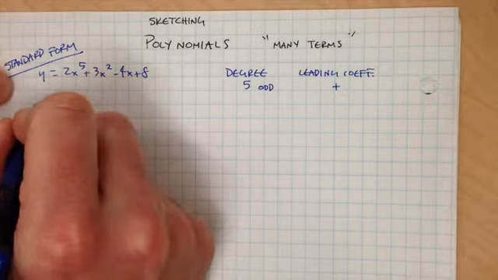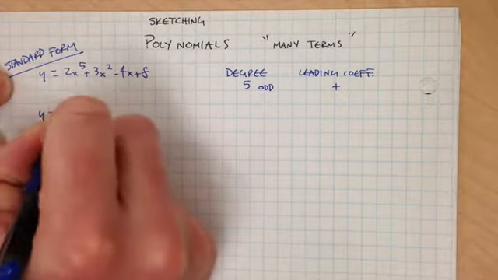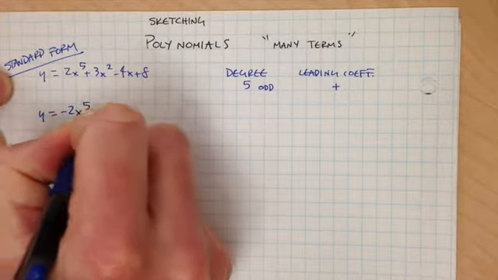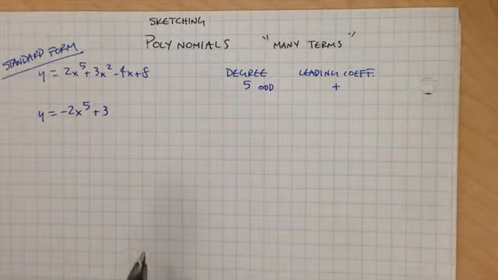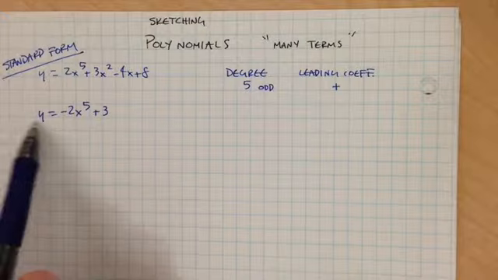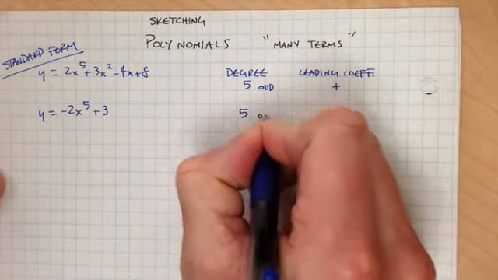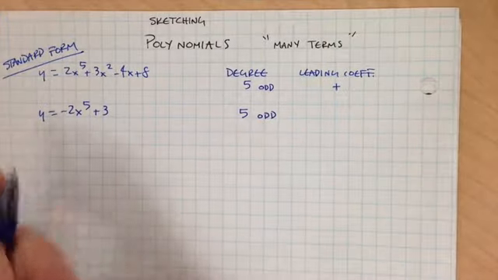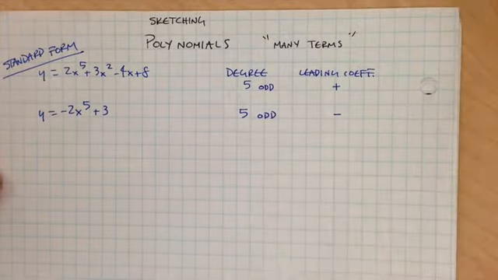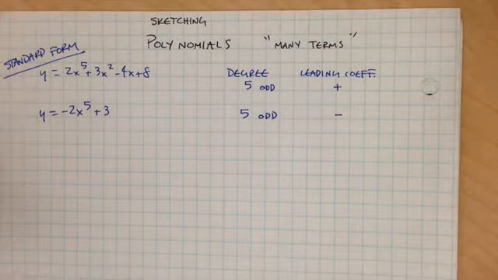You could have, let's say, y equals negative 2x to the fifth plus 3. Looking at that, you find your highest exponent in here. It is also 5. Degree 5, that means it is odd. And the leading coefficient is a negative 2, so it is a leading coefficient that is negative.